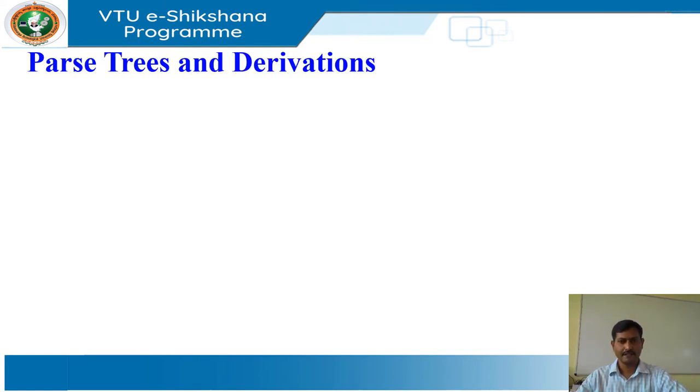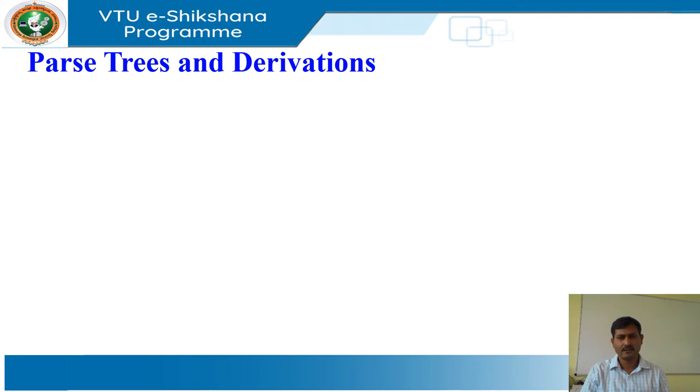Parse trees and derivations. A parse tree is a graphical representation of a derivation that filters out the order in which the productions are applied to replace non-terminals. Each interior node of a parse tree represents the application of a production. The interior node is labeled with the non-terminal A in the head of the production. The children of the node are labeled from left to right by the symbols in the body of the production by which the A was replaced during the derivation.